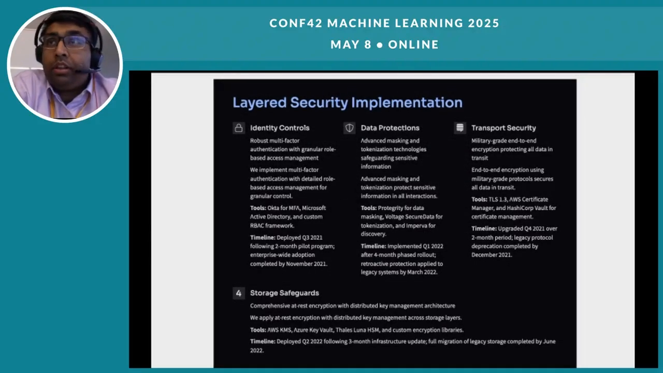Our security model is built in layers, starting with access management using multi-factor authentication and clearly defined roles. Then data protection with masking and tokenization for sensitive fields, and transport encryption secures all data in motion, while at-rest encryption ensures long-term protection with distributed key management. This layered strategy ensures that even if one barrier fails, others stand ready.